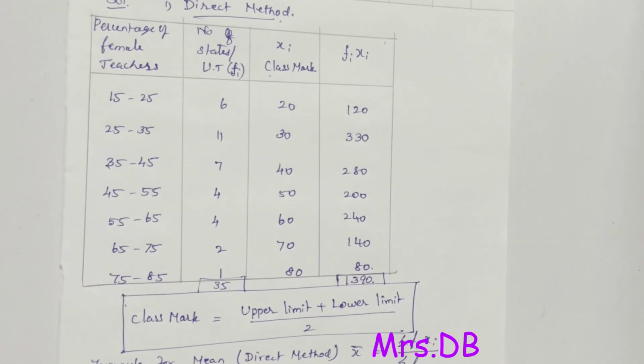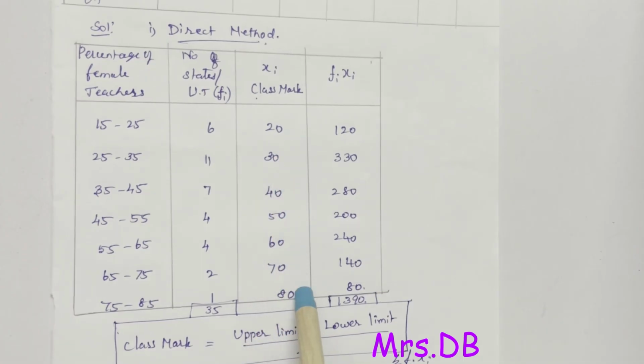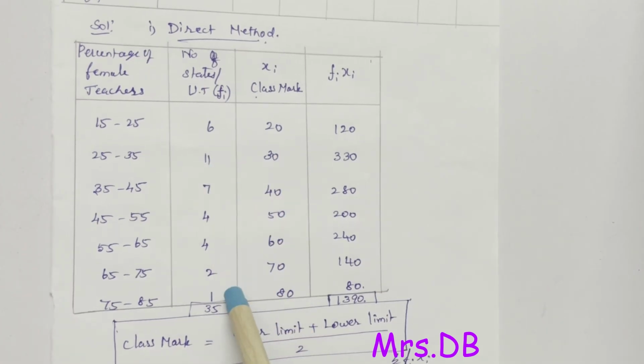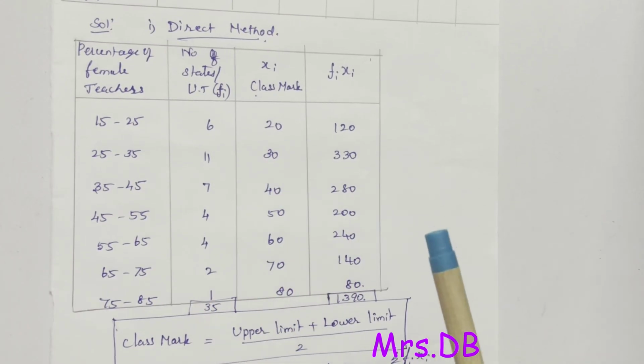What changes have to be made? Here the numbers are big, two-digit numbers. Here also bigger numbers. For calculation it will be harder. So we can reduce xi. How to reduce? That is the second and third method.